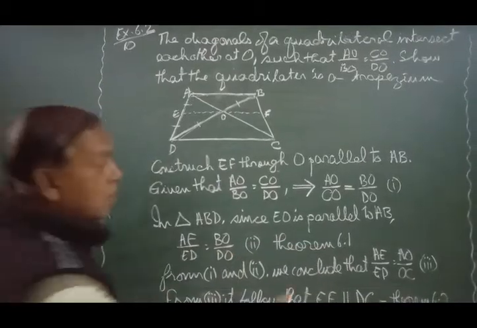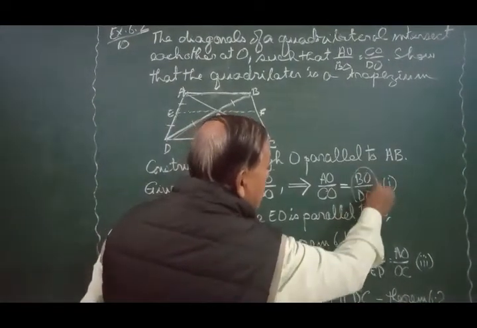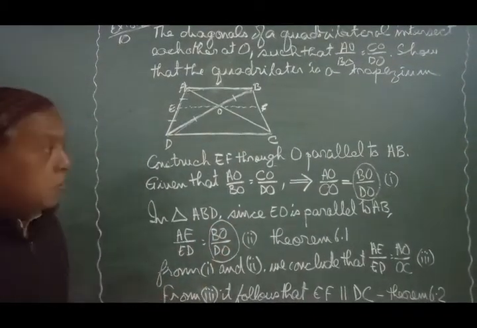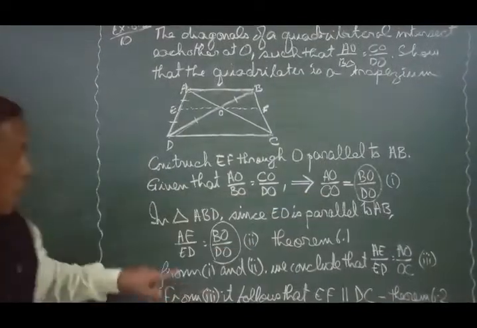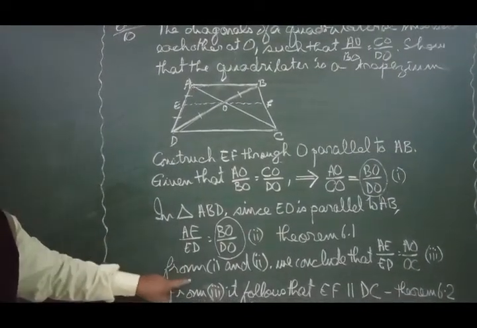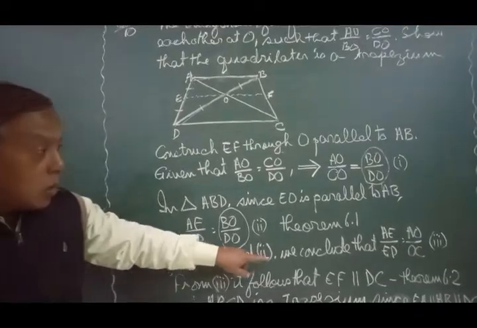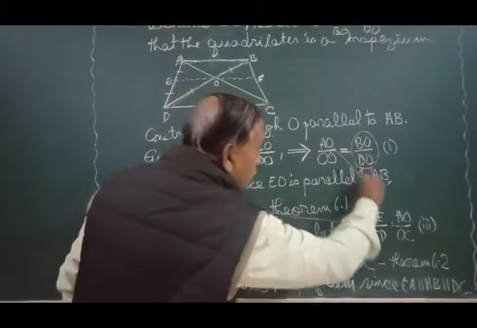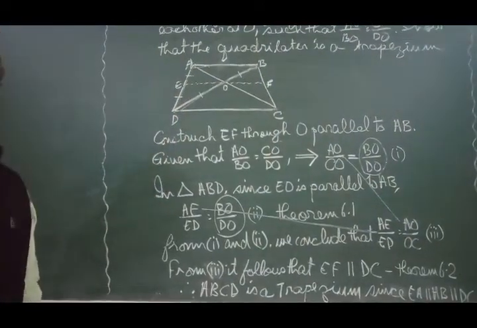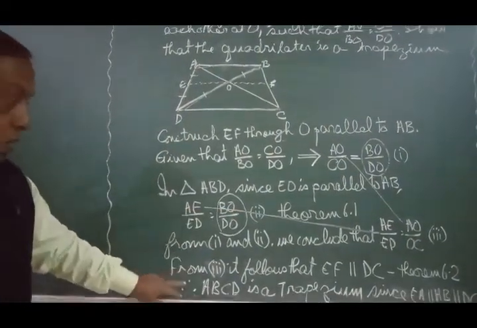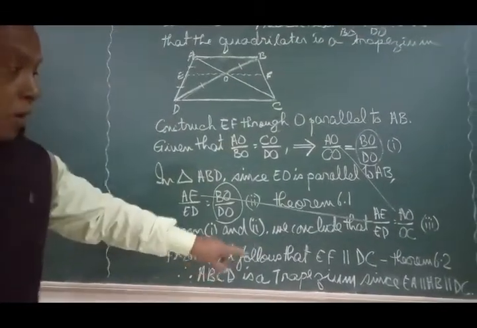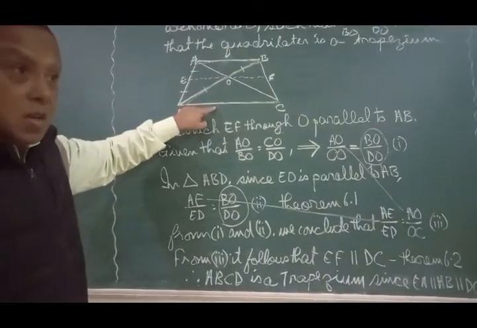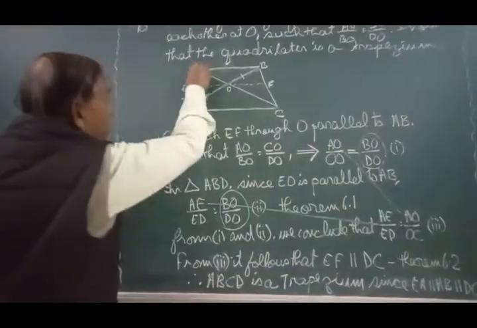Now you look at this. In the first, we have these two, and here the same thing, which means AO upon CO is equal to AE upon ED. And that's what we are telling. From 1 and 2, we conclude here. This is equal to this, our conclusion. And that is same as telling, therefore, EF is parallel to DC because these two are coming from this triangle.